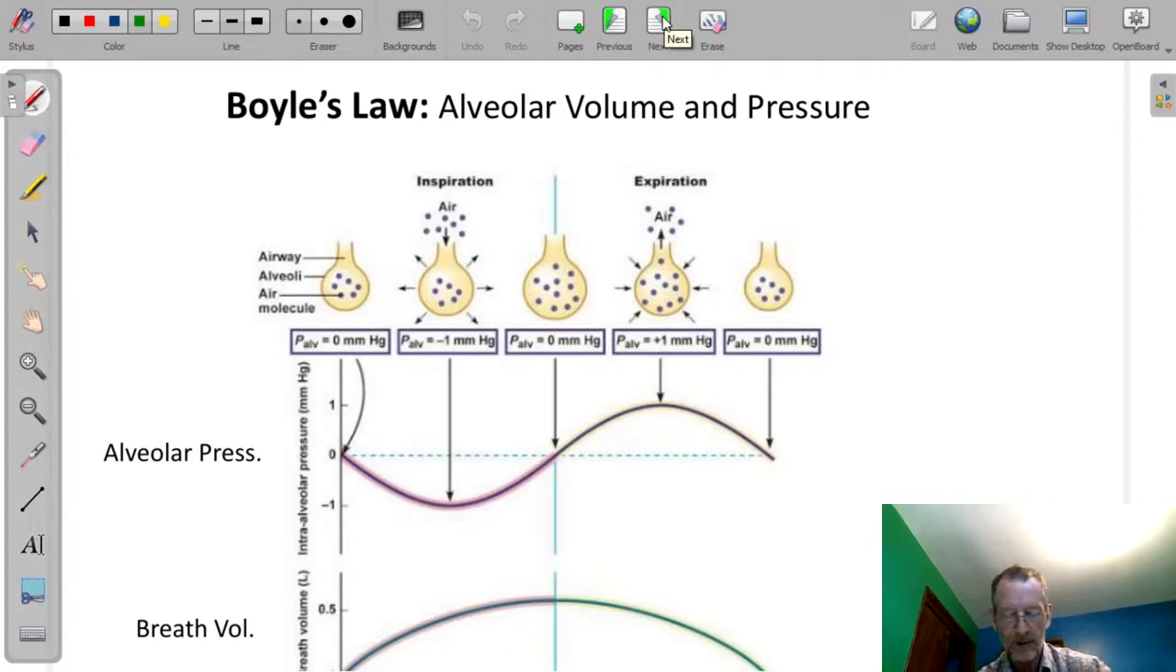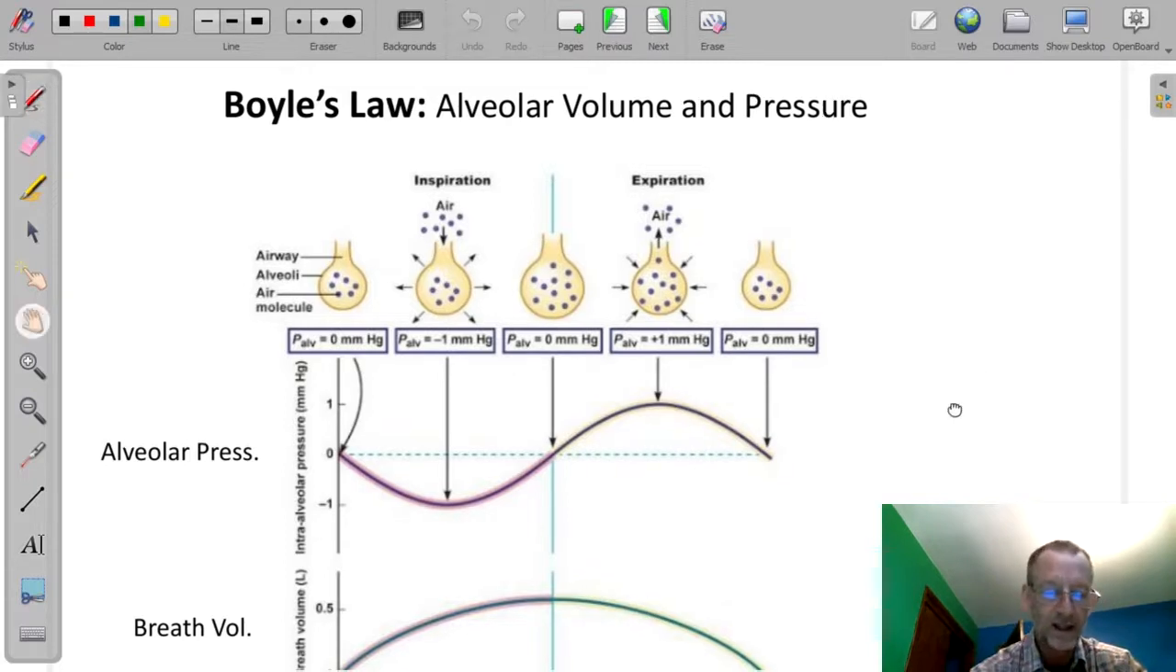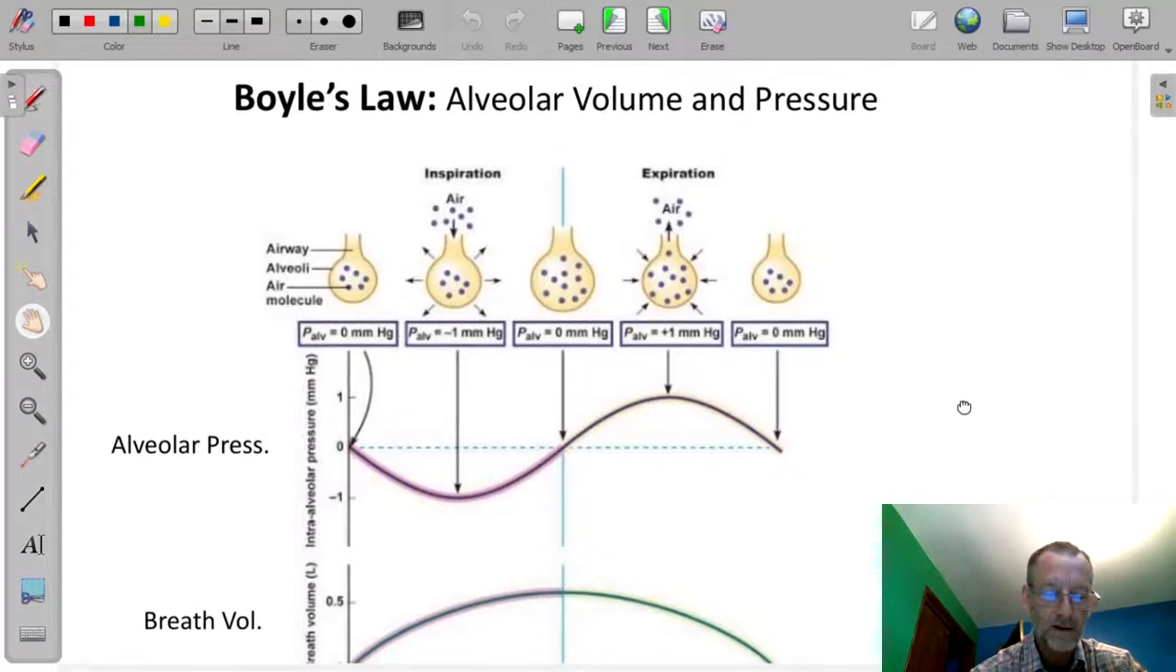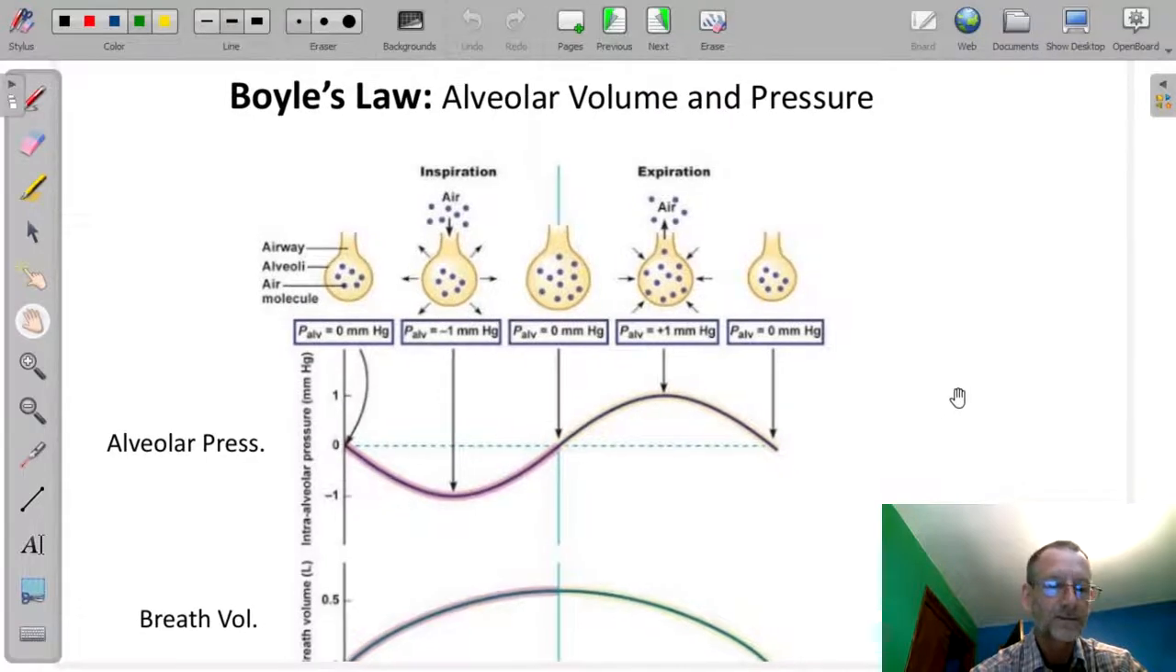And what do we have here? Well, there's two curves, again, on the bottom. Just break it down one piece at a time. This is the volume, and the screen looks like it's a little cut off here. So this is breath volume. I did cut off the 0.